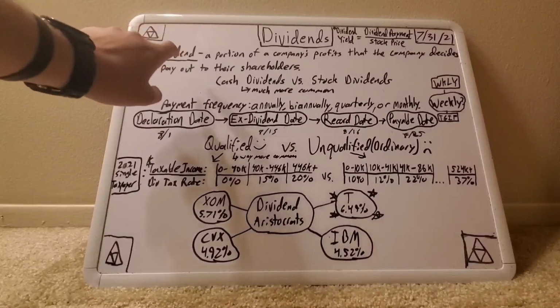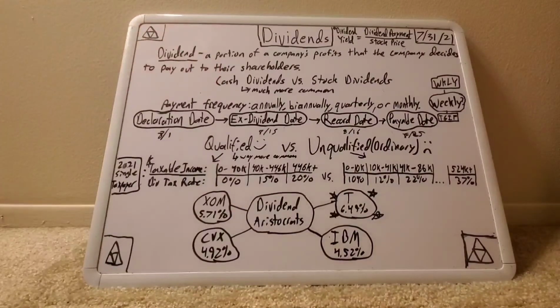First of all, a dividend is defined as a portion of a company's profits that the company decides to pay out to their shareholders. Dividends are optional. Companies aren't required to pay out any sort of dividends. A lot of the bigger companies do, but especially with smaller companies, a lot you will not find paying out any dividends at all.